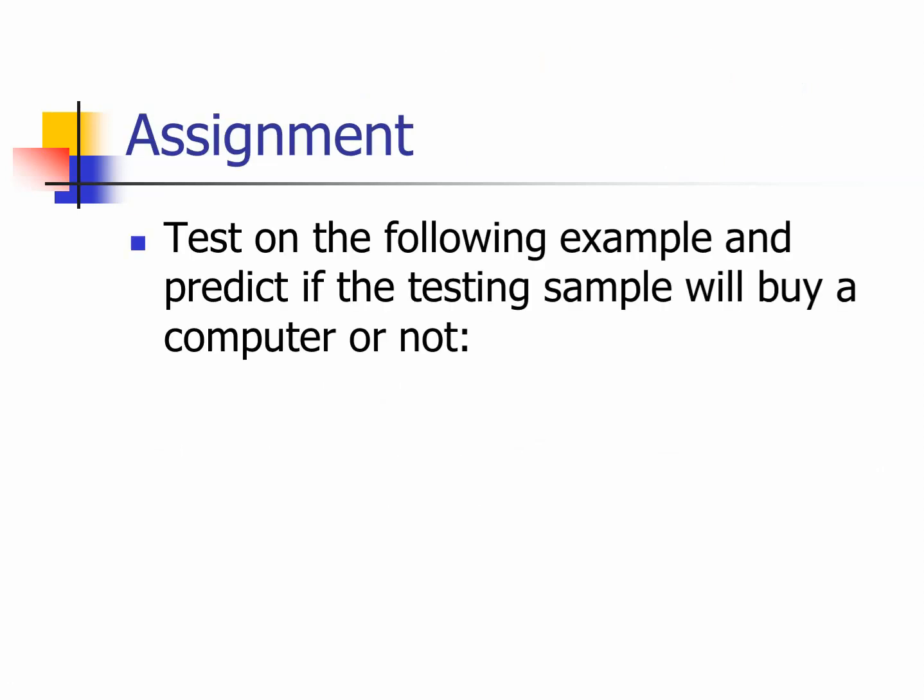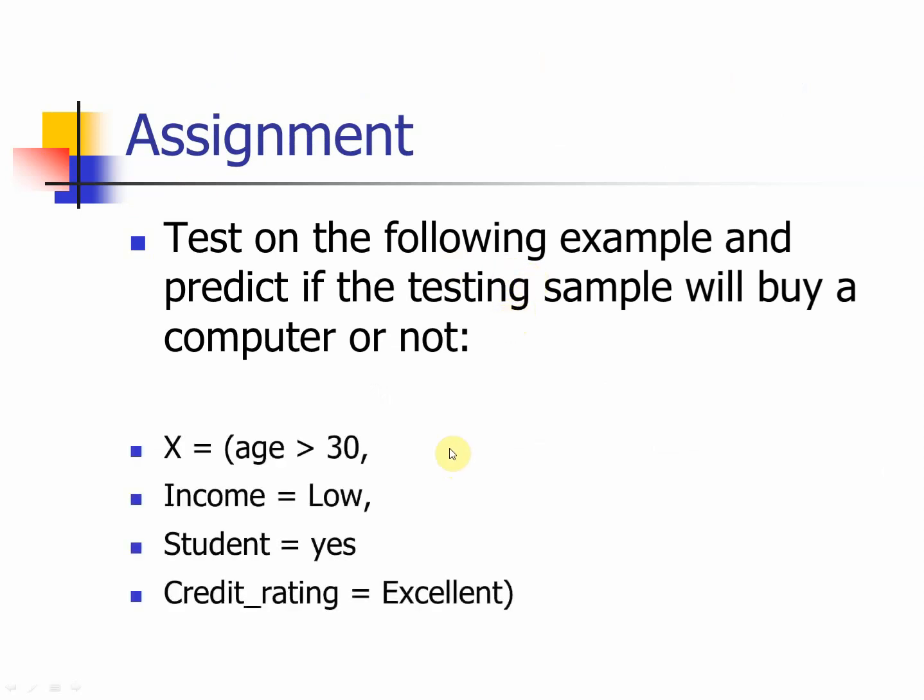So now I want you guys to really understand this, and so I designed a simple assignment for you. This one is probably a little bit more complicated than previous assignments. So let's take a look at this one. Test on the following example and predict if the testing sample will buy a computer or not, and this is the X situation over here. There is a slight difference over here. We have income equals low, student yes, credit rating equals excellent.